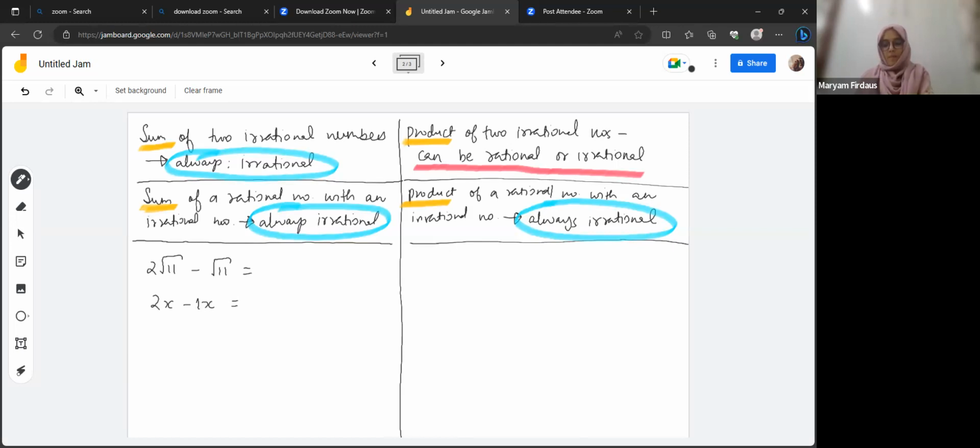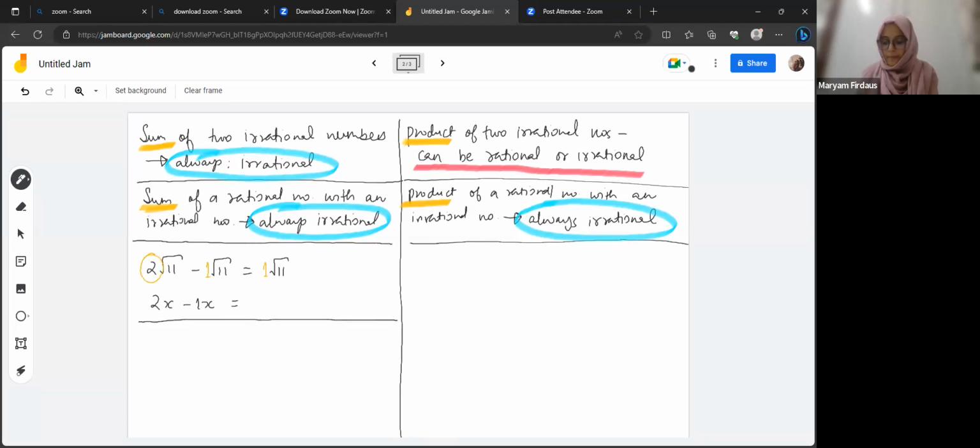Yes, ma'am. For the answer, like the first one, 2 root 11 minus root 11 will be root 11, right? Because it's just 2 minus 1. 2 minus 1 is what? 1. So it's 1 root 11, which is basically root 11 itself.